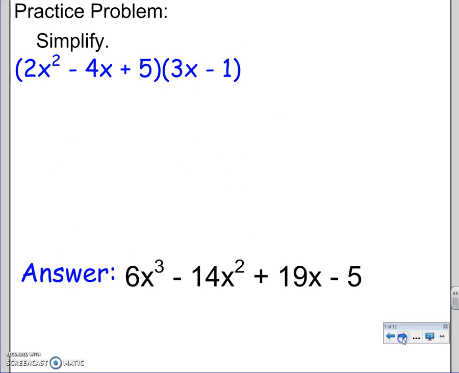All right, I'll end with this practice problem. Simplify it. You should get that answer. Also tell me the degree. So the degree should be 3. All right, if you can do that, you should be fine in class.